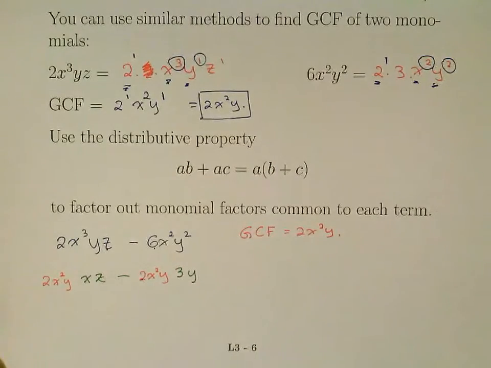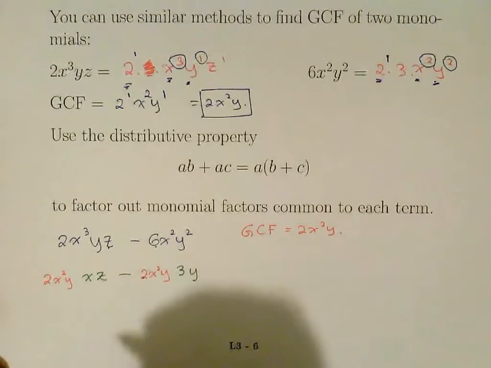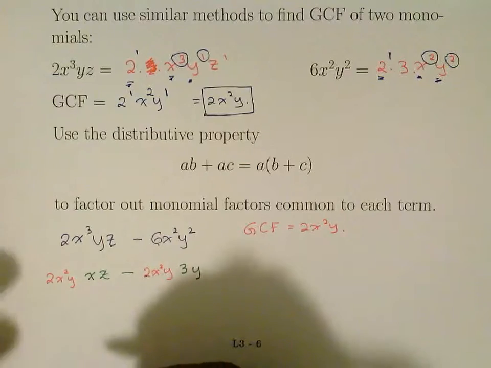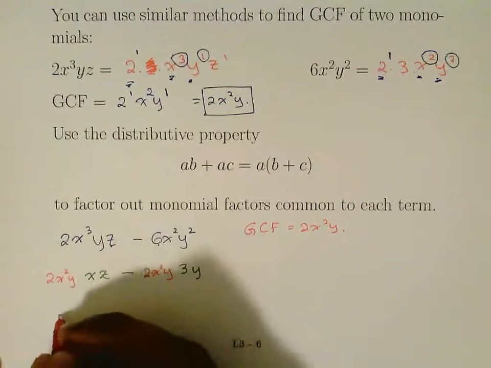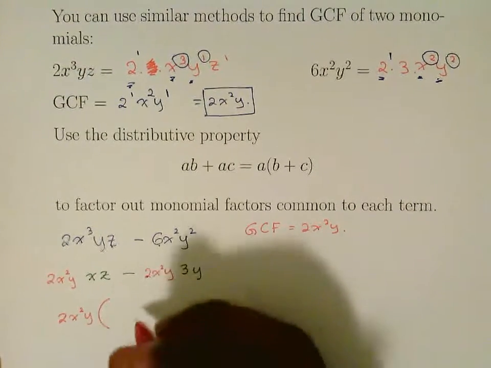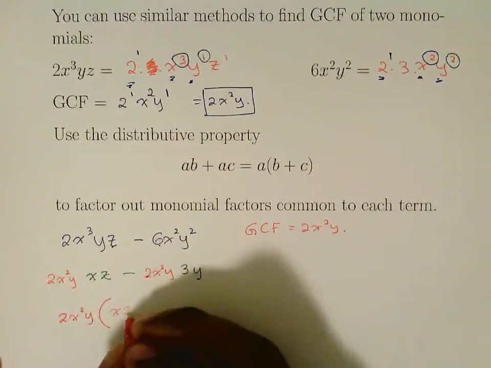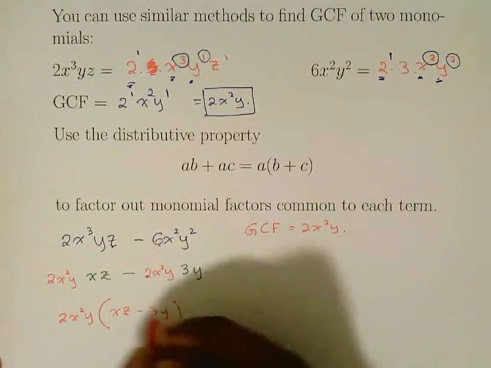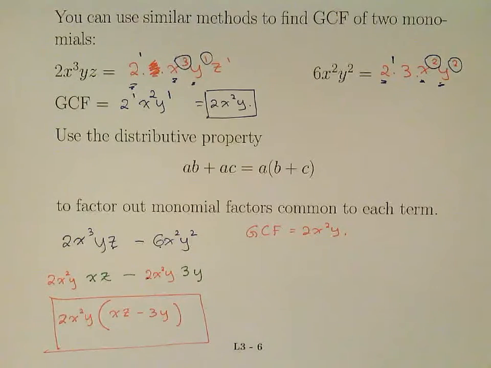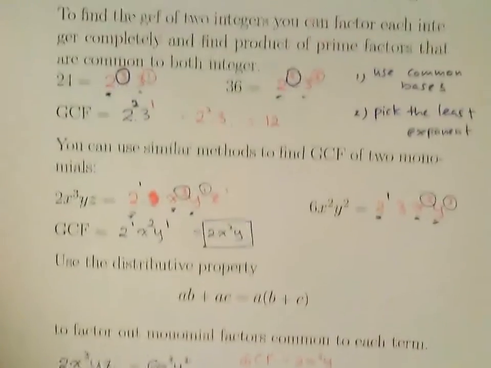Now you can see in red the common factor, and in green the not common ones. So what you do is you take out the common factor and write down what's remaining inside the parentheses: xz minus 3y. Okay, let's move on.